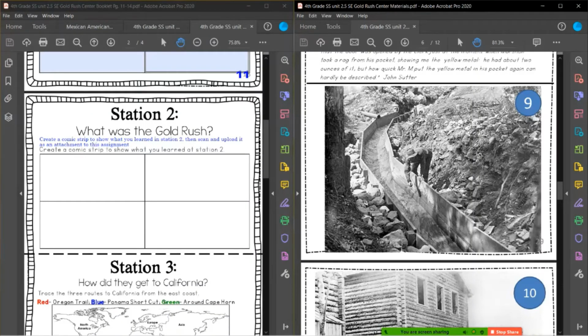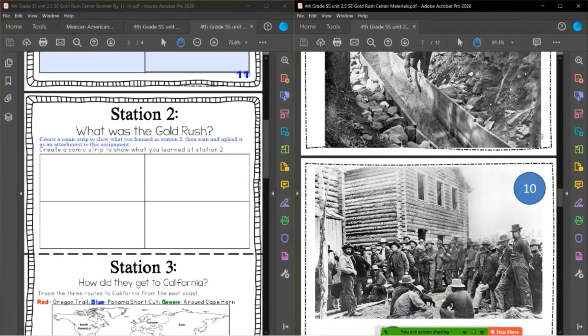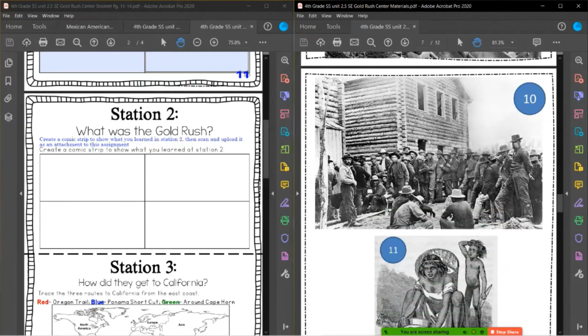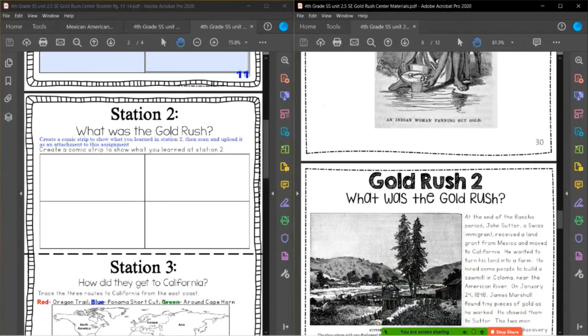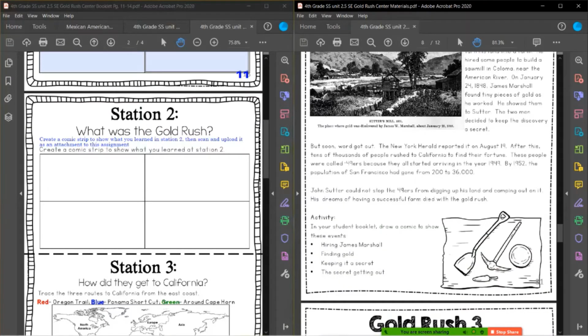Now for station 2, they want you to create a comic strip that shows what you learned in station 2 and then scan and upload it as an attachment to this assignment. So I know you're not going to be able to do it physically in here, but attach it to Google Classroom as part of your assignment. Now for station 2, you have a passage to read right here about what was the gold rush. It's only about a page.